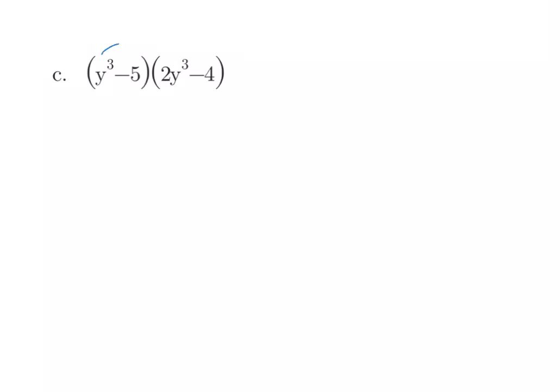Again, if we multiply our firsts, we get y cubed times 2y cubed. We add our exponents, and we get 2y to the 6th. Outsides, we get minus 4y cubed. Insides, negative 5 times 2 is negative 10, and we still have a y cubed. And lasts, we get negative 5 times negative 4 is positive 20.